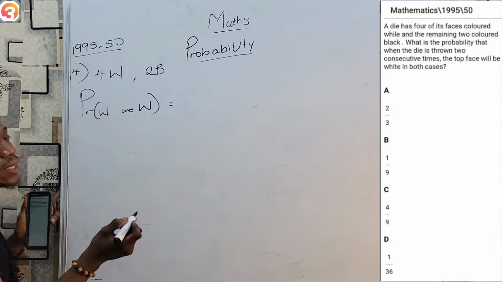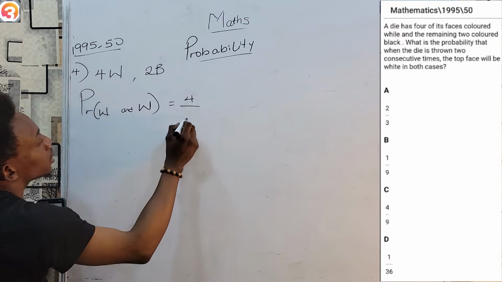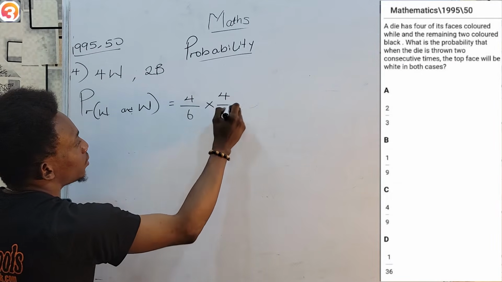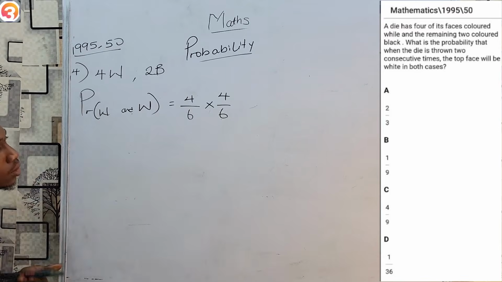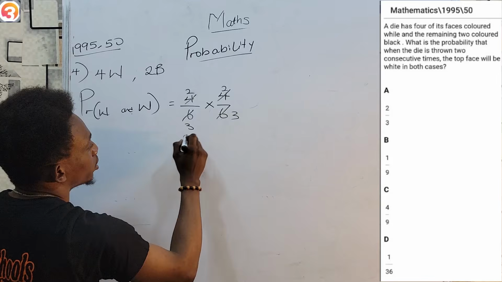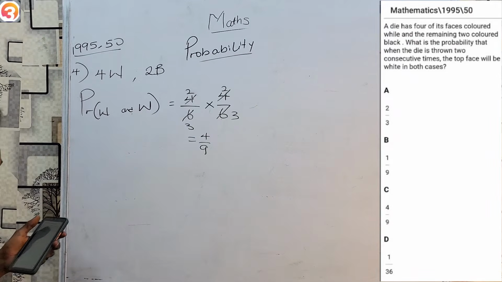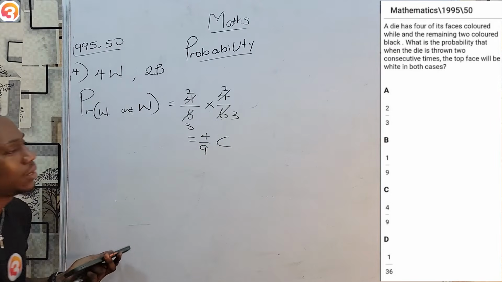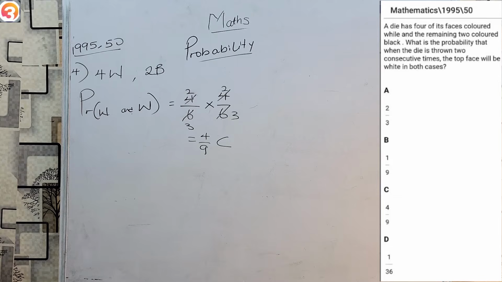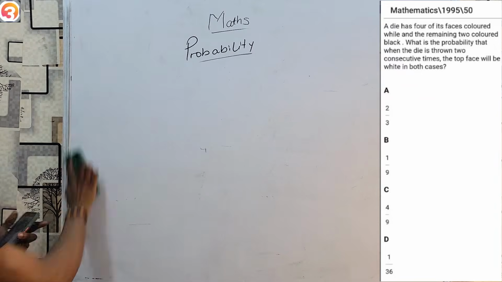Well, what's probability of getting white at all? I have 4 white faces over how many faces in total? 6. And becomes times again 4 white faces over 6. 2 here is 2, 2 here is 3, 2 here is 2, 2 here is 3. 2 times 2, 4, 3 times 3, 9. And that is option C. It is truly this simple. Probability is a very, very simple topic.